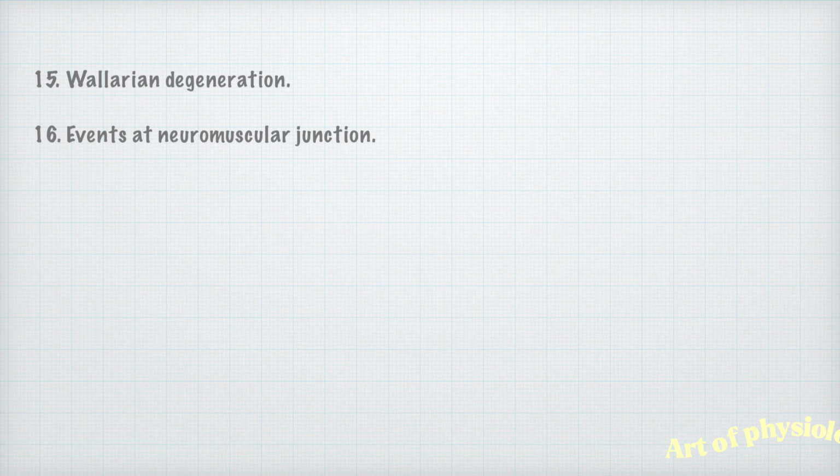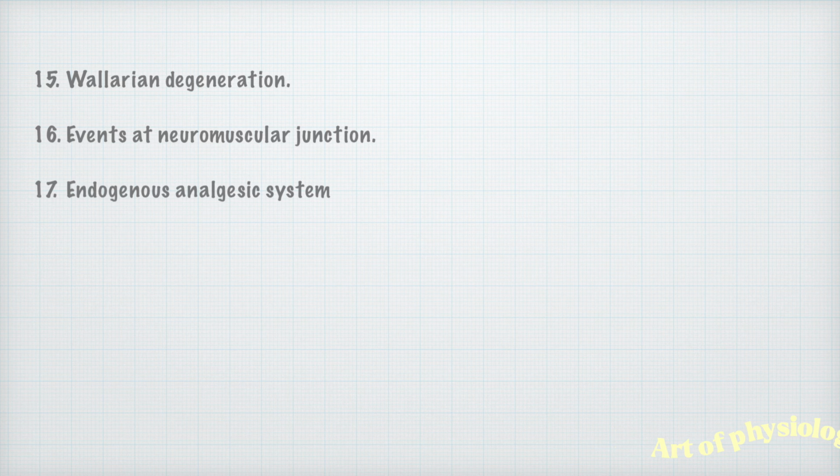Events at neuromuscular junction. Here you have to draw the NMJ diagram and you have to show how the impulses are crossing over at the NMJ. Better to draw the flowchart and explain all the events. And when you are writing the events, don't forget to write about the end plate potential.